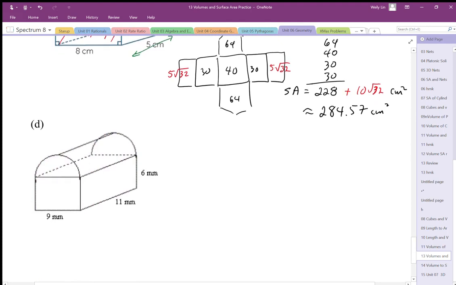One here, okay, we can find out the volume. I've got a 9 by 4 rectangle here. This is going to be 4.5 centimeter radius. So I want to find out the area of that circle and take half of it. So I'm going to go 4.5 squared times pi is 63.61.